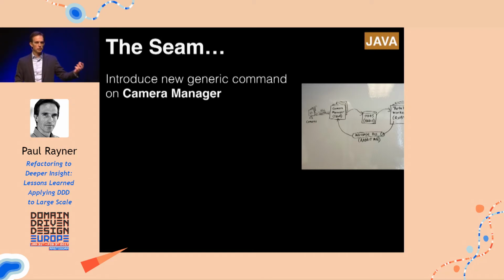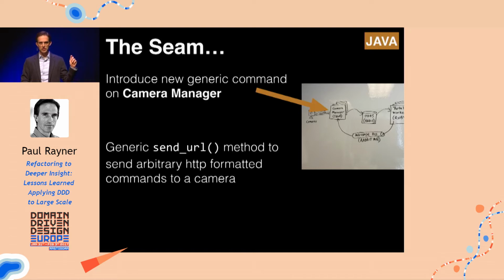So what was the seam? We introduced a new generic command on the camera manager side. It was just very simple, a generic send URL command inside the camera manager that would basically take a URL from the Ruby side and pass it through to the camera without really knowing much about the content. So think about this, now what we could do is format the command on the Ruby side, send it through to the camera manager, and the camera manager as the proxy would just pass it through to the camera without having to know any new internals. And we could use our new Ruby-side camera service to do this all in a completely additive way.